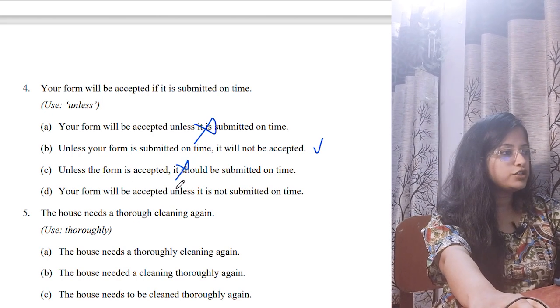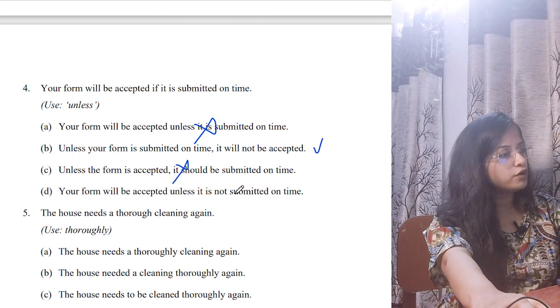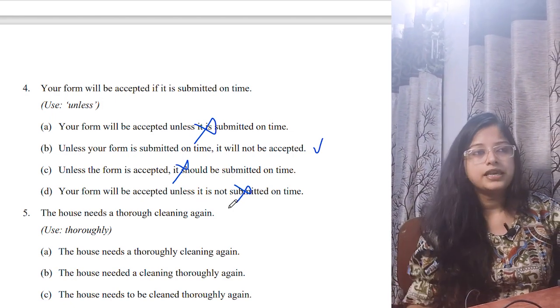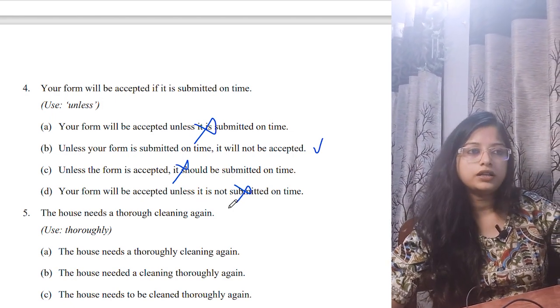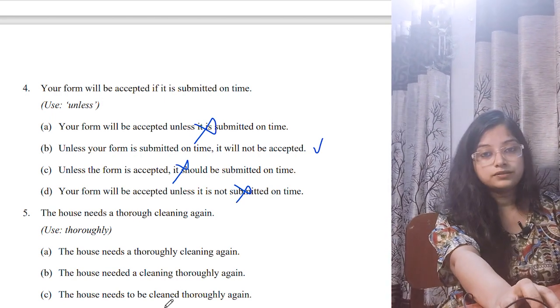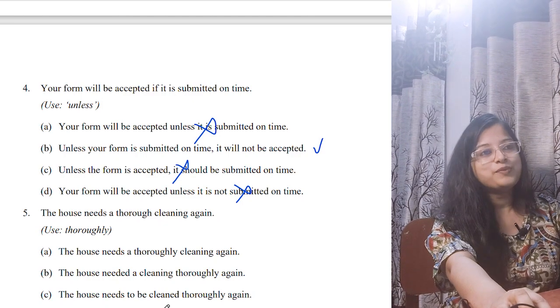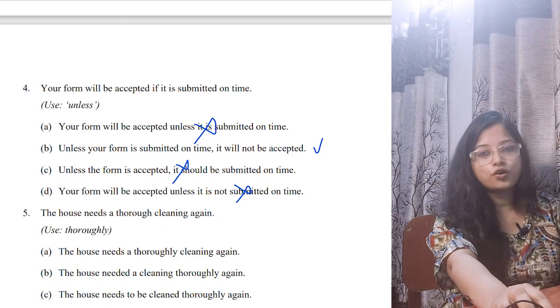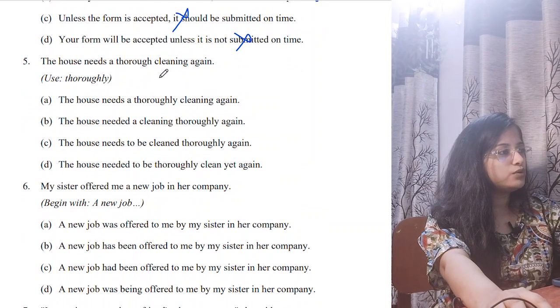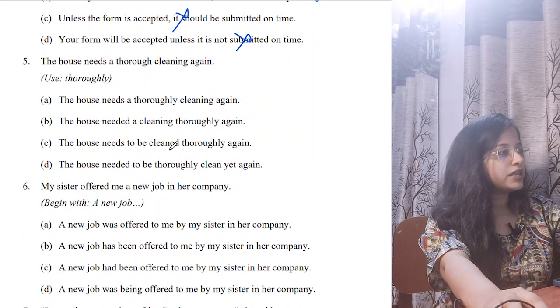Unless the form is accepted, it should be submitted. Incorrect. Your form will be accepted unless. How will it be accepted if you are not submitting it? Imagine you are submitting a project but not submitting on time. Will it be accepted? Of course not. Like maybe in school it is accepted, but generally it is not. If it is your office, they will not accept it anymore. Next, number 5. The house needs a thorough cleaning again.